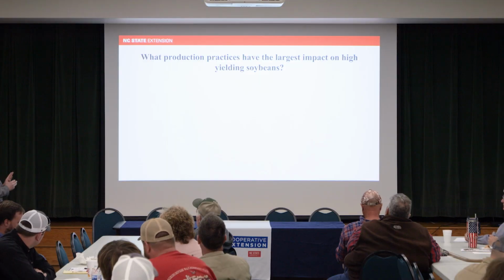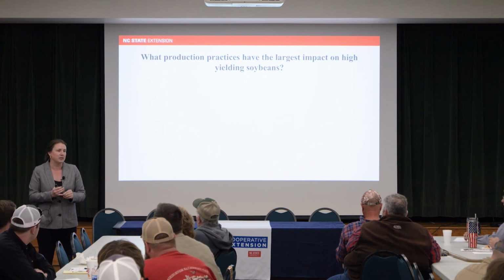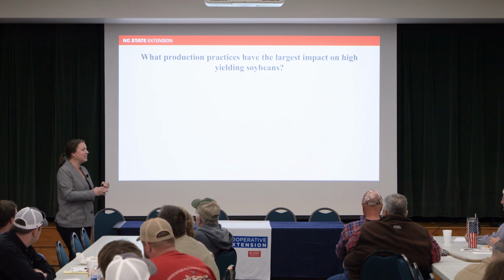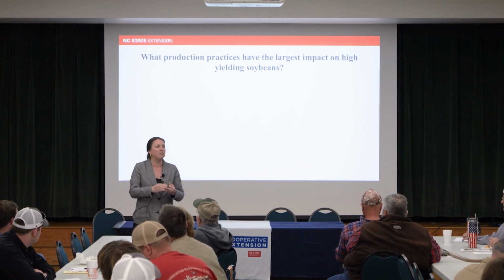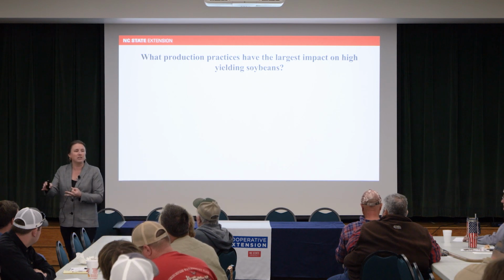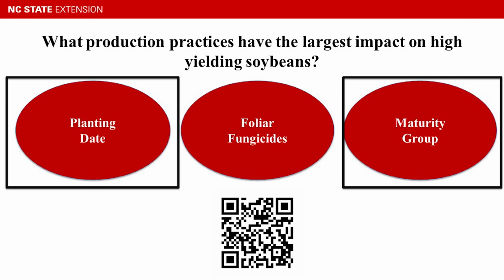And based on what we know in North Carolina over the past few years, what production practices that we can control have the largest impact on high-yielding soybeans? Okay, planting date, maturity group, and there was one more. I can make a comment about row width. That wasn't one that emerged as a strong predictor in this analysis. Yeah, foliar fungicide use. So those were the three that we've seen consistently be related to high-yielding soybeans.